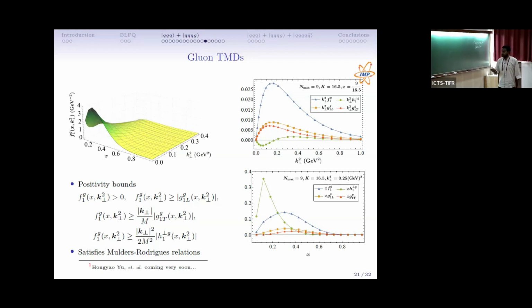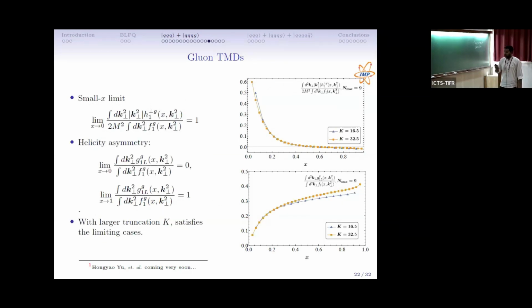This is coming soon, actually. Another property is that we can also check the large x or small x endpoint behavior. If we take this ratio, that should be 1. From this plot, we can see that if we increase our basis size in the longitudinal direction, it is going to 1. So effectively, it will satisfy the condition. And for the helicity asymmetry, at the endpoint, it should vanish when x tends to 0, and the ratio is going to 1 when x tends to 1.